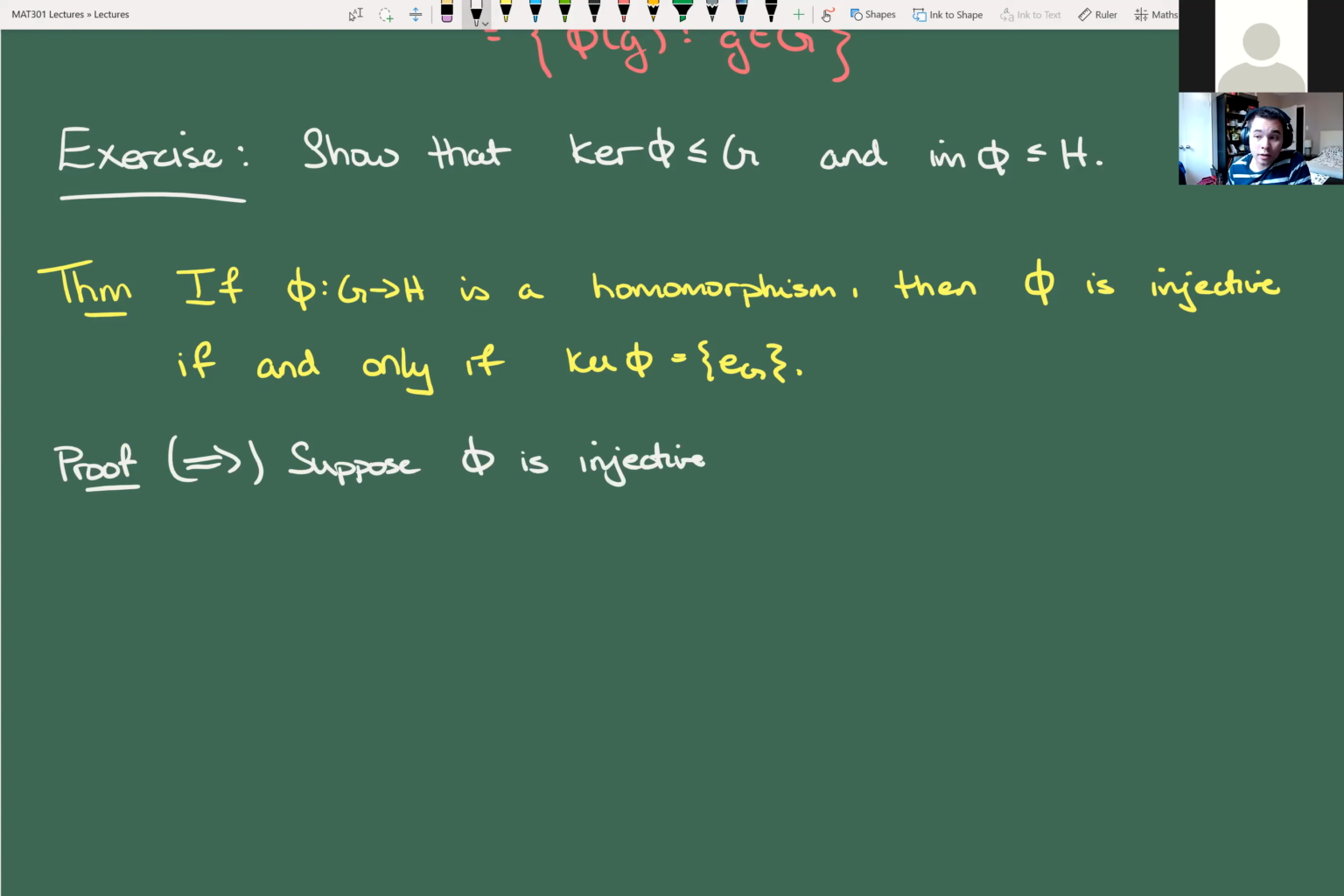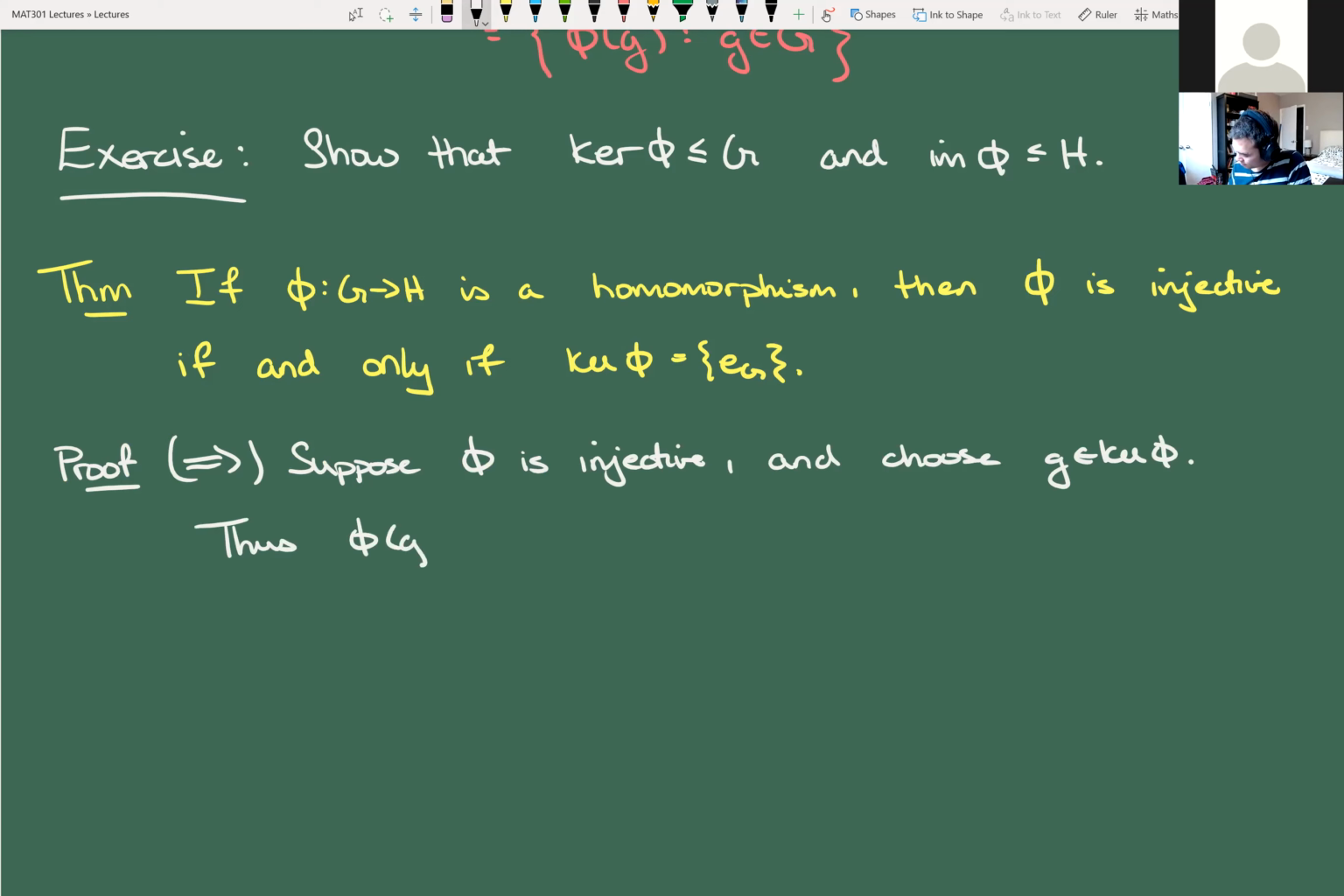In which case I want to show that the kernel is trivial. So let's choose an element g of the kernel. What I want to do is show that g is the identity. And what that says is that no matter what element of the kernel I chose, it ended up being the identity. So the kernel is trivial, right? It is just the identity element. Well, what does it mean to be in the kernel?